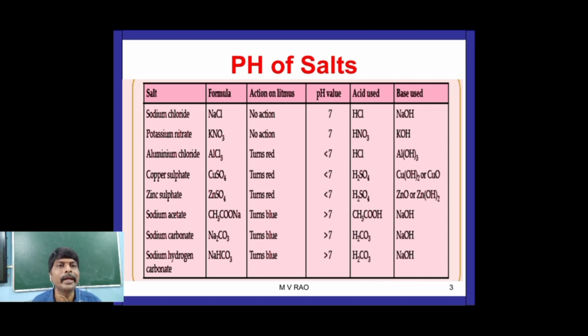Next one, sodium carbonate, it also turns red litmus to blue. Its pH is greater than 7. This salt also has basic nature. Sodium carbonate, metal sodium, so sodium hydroxide is base. Carbonate, so carbonic acid is acid. Carbonic acid is weak acid. Sodium hydroxide is strong base. So it is a basic salt. Next one is sodium hydrogen carbonate. It is also similar to sodium carbonate, basic salt, pH is greater than 7.